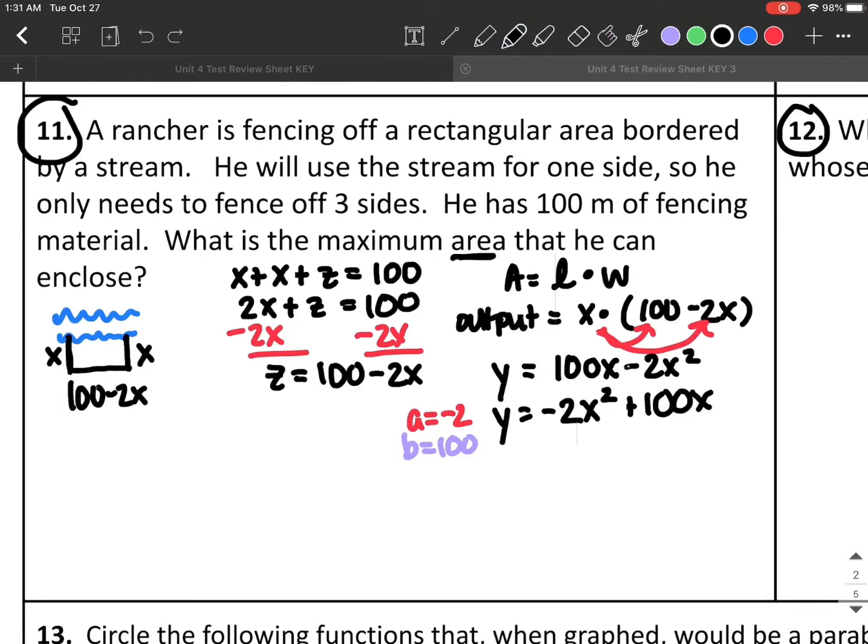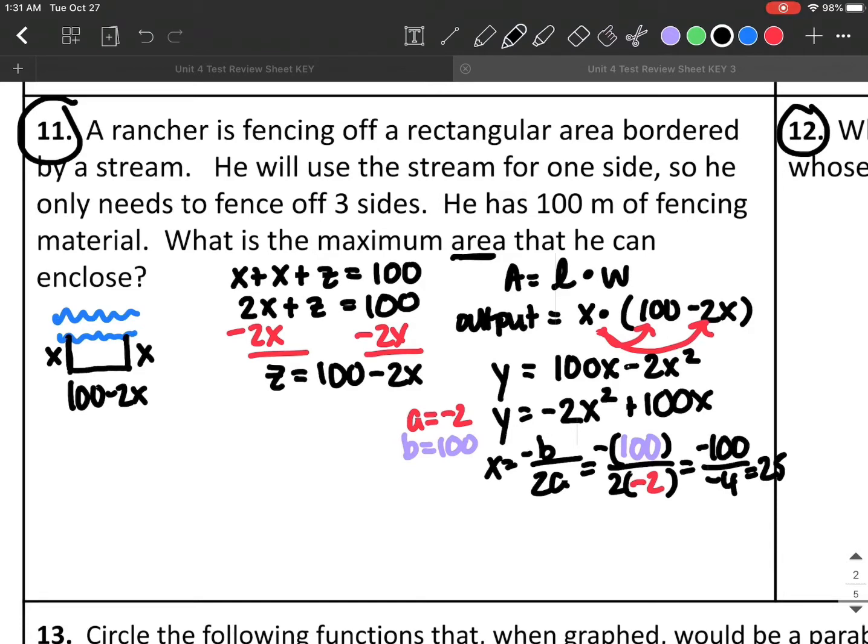I can find the vertex by finding the x value, or the input value, of my vertex first, and then finding the output value from there. I'm going to use that formula. x is equal to negative b over 2a. So in this case, I have negative 100 over 2 times negative 2. And that gives me negative 100 over negative 4, which is 25. So I have x is 25 in the vertex, or x is 25 is the side length for the max area.